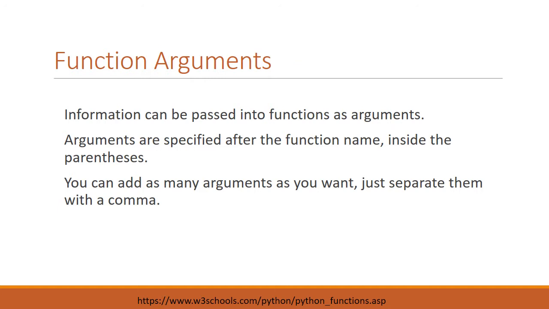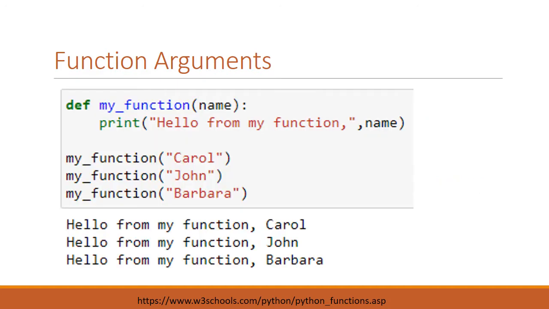Information can be passed into functions as arguments. Arguments are specified after the function name inside the parentheses. You can add as many arguments as you want. You just separate them by a comma. So I've modified this simple function example, my_function, where I've added a parameter. So in my function definition, in the header, I have the reserved word def, my function name, and now within the parentheses, I added a parameter called name.